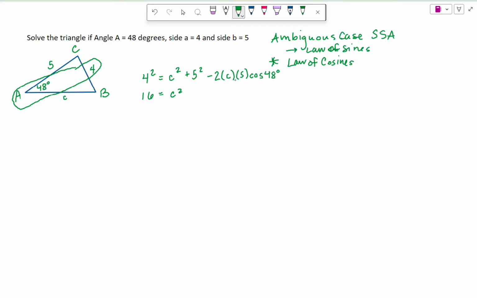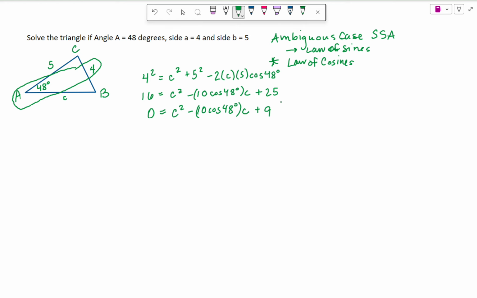That's c squared. This is a c term, so that would be minus 10 cos 48, all times c. And then our last term is 25. What I'm seeing is a quadratic, with a c squared, a c, and a constant term. So I am going to set my quadratic equal to 0. That's 25 minus 16, which is 9.